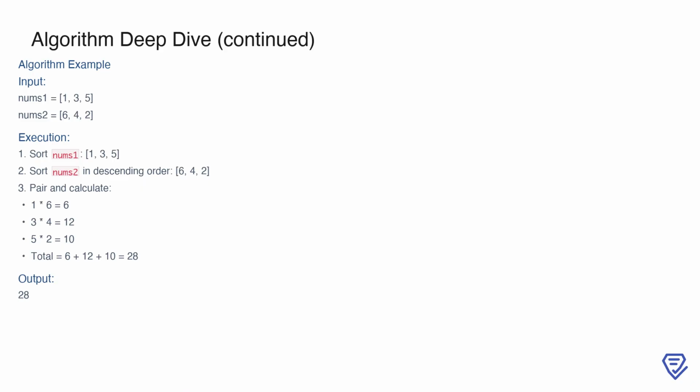First, we sort nums1 in ascending order, which gives 1, 3, 5. Next, we sort nums2 in descending order, resulting in 6, 4, 2. Now, we pair the elements and calculate their products.